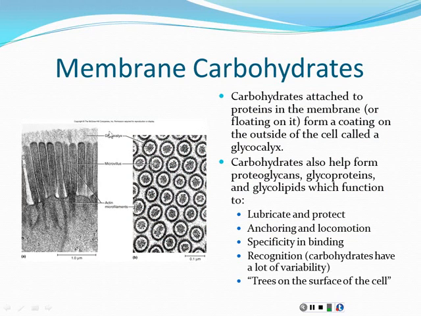So the carbohydrates on the surface, they help to lubricate and protect. They help to hold things together or to allow things to move. And then they're also important in recognition of one cell recognizing another. So the way I think of the glycocalyx is, if you can imagine the cell membrane, they're like trees that stick up from the top of the cell membrane and create a kind of canopy over the top of it. So those are membrane carbohydrates.